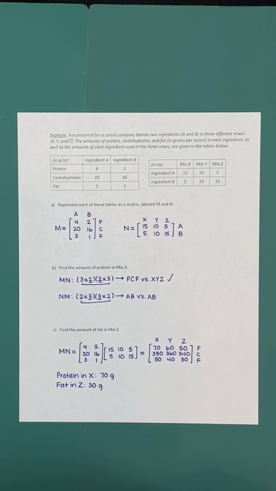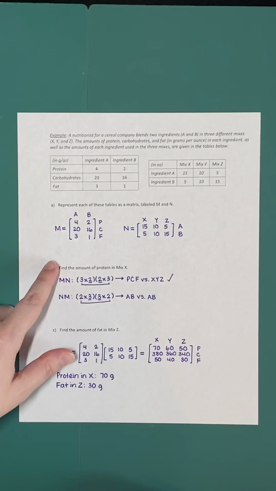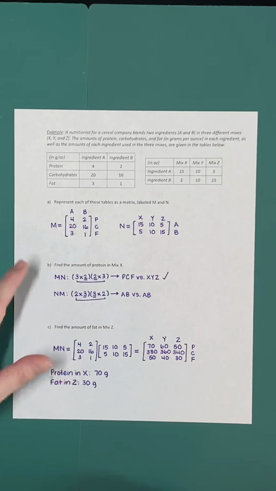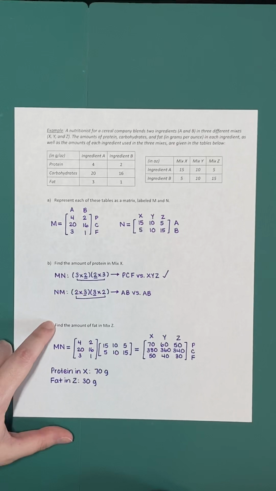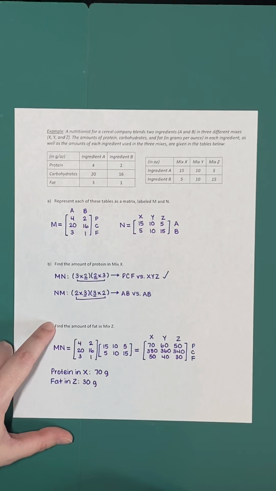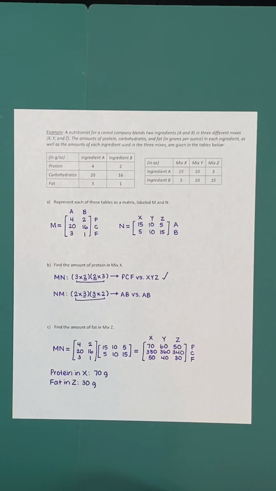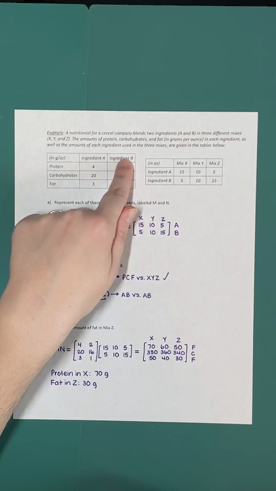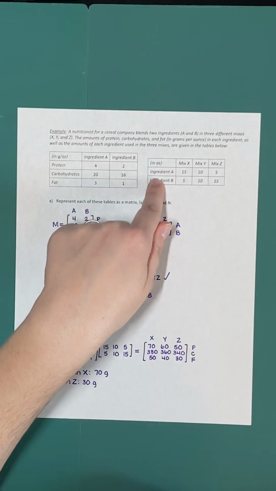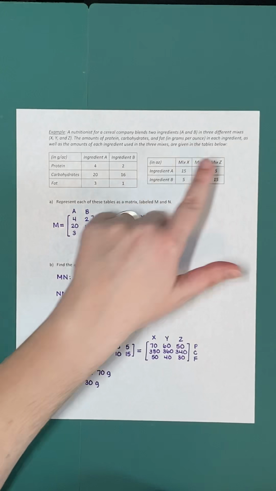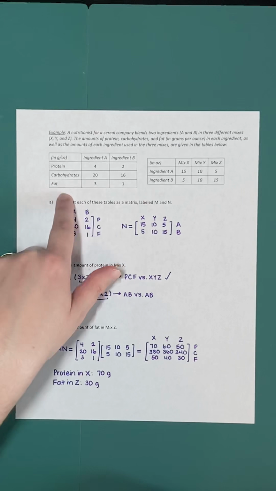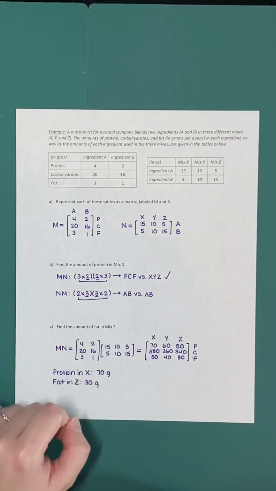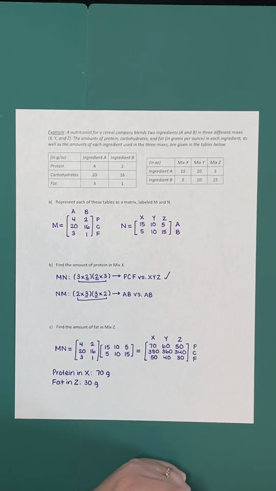Okay, so the question is, we actually have 2 questions. Let's look at them at the same time. So we want to find the amount of protein in mix X, and we want to find the amount of fat in mix Z. So this is actually kind of a layered question. So we have nutrient content per ingredient, and then we have ingredient contents per mix. But we want to relate nutrient content to mix. So specifically, we want protein in mix X and fat in mix Z.